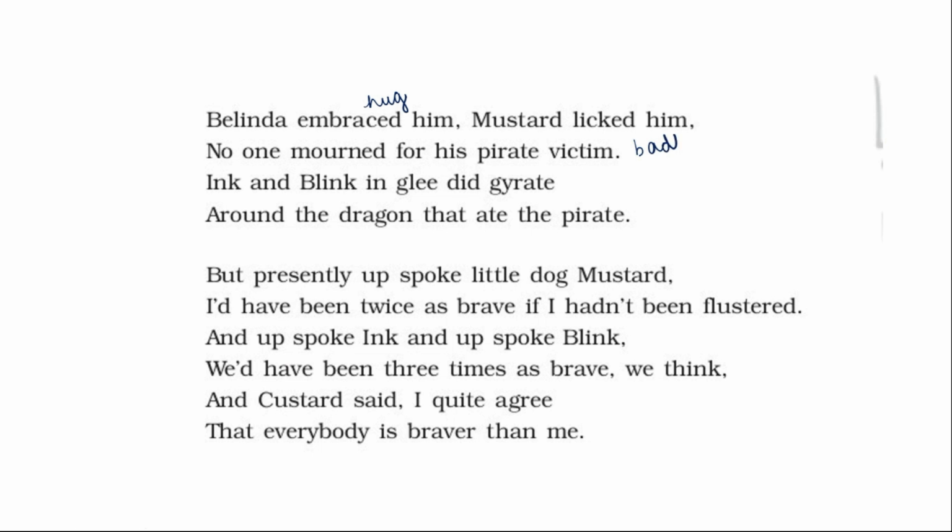Ink and Blink in glee did gyrate. Glee means happy and gyrate means dance. Around the dragon that ate the pirate. So this is how everybody showed their gratitude for saving them from the pirate. But presently up spoke little dog Mustard. So then the little dog spoke.